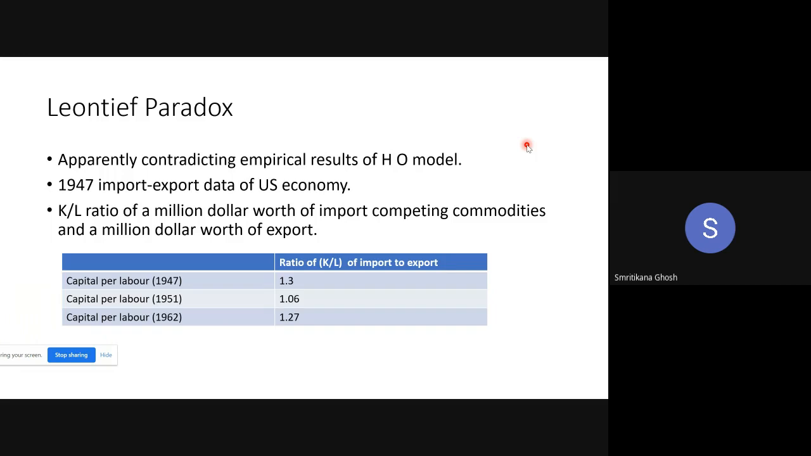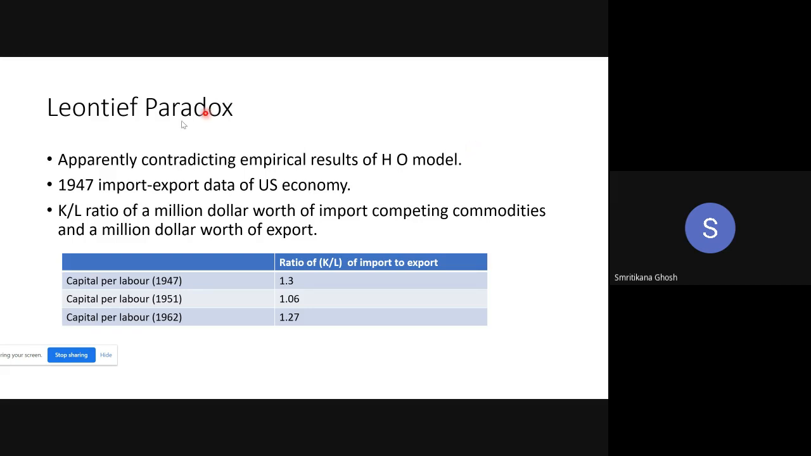Now, this is another problem. This is another idea of the HO model, an extension of the HO model, and the reality of the HO model, I should say. You may get this type of question, around a 5 to 8 marks question. What is the Leontief paradox? Explain the Leontief paradox. Write a short note on the Leontief paradox. So what is that?